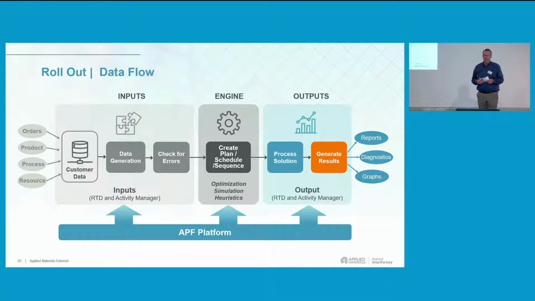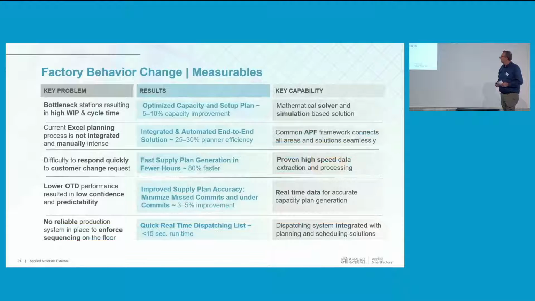Then we get over to the output, the blue box. That's actually where something good is happening to the die. It's being bonding, or it's being cut or packaged. And then we look at the results, which we have in various reports and graphs and diagnostics and so forth.